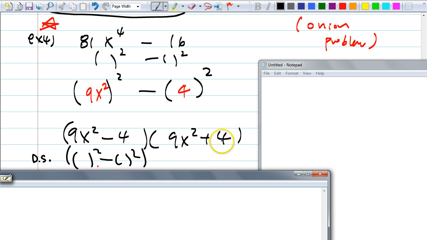Could we do the same for the second one? No. Is this a difference of squares? No, this is a sum of squares, isn't it? And guess what? Do you think you could factor a sum of squares? No. If you could, I would have told you. Okay, you can't, so leave it alone. Don't try to factor something you can't. Then you get it wrong.